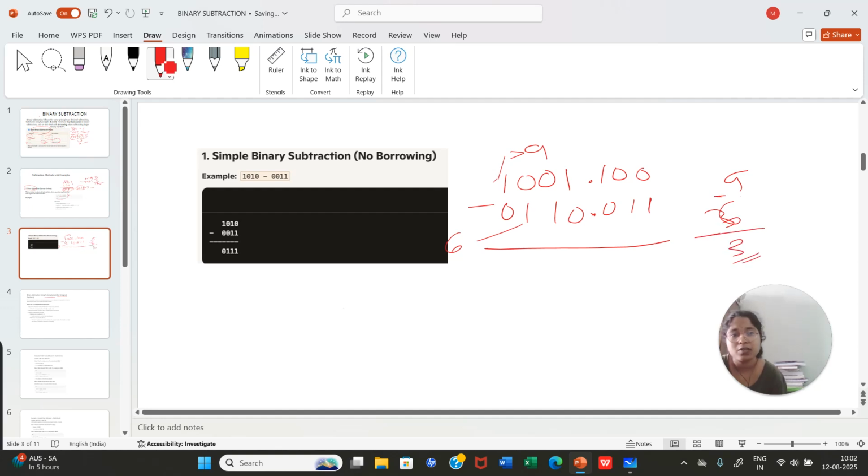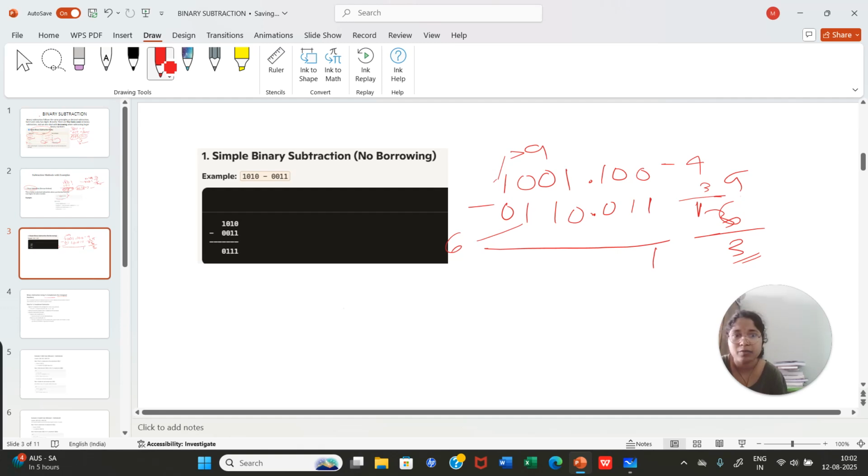Let me check for this. What is the value for this? This is 4. This is 3. So next we are getting the fractional point. This is a 4 and this is 0 1 1, which is 3. 4 minus 3 we need to get 1. Let me check for this. 0 1 is 1.